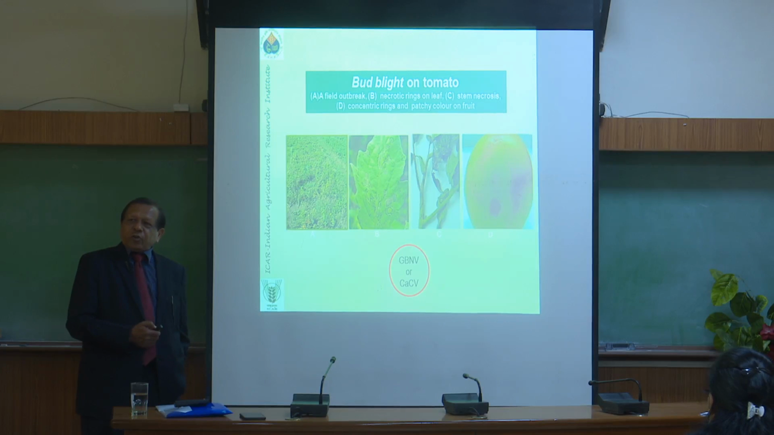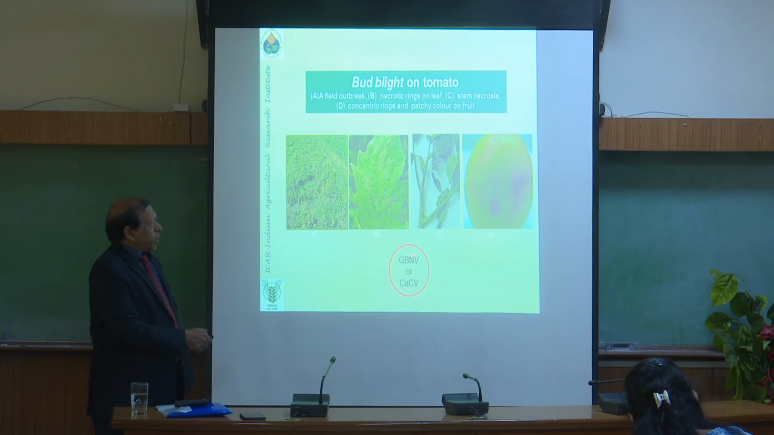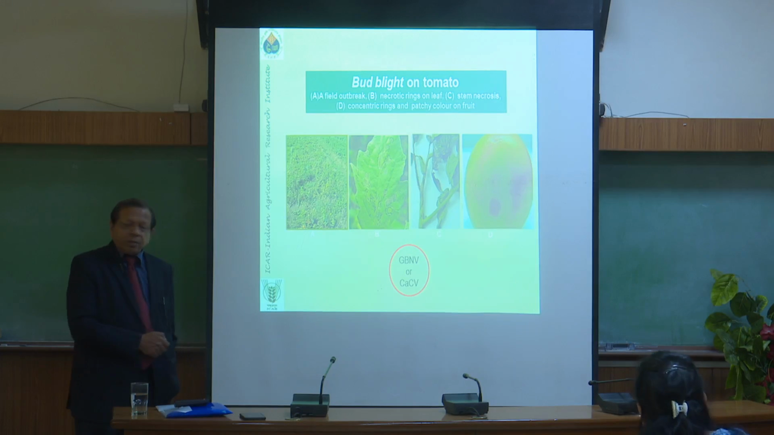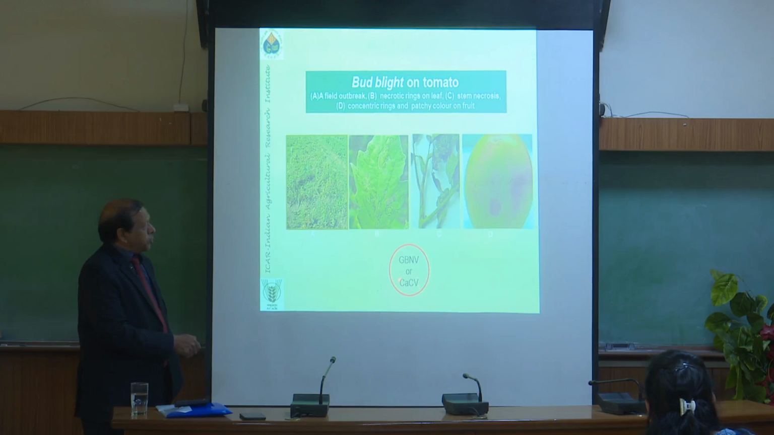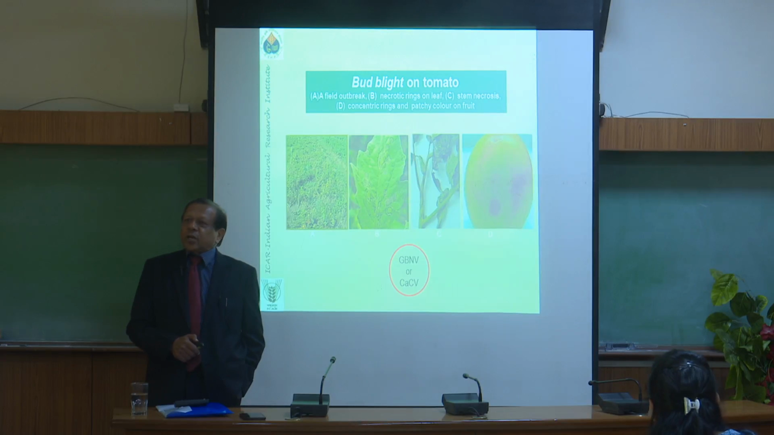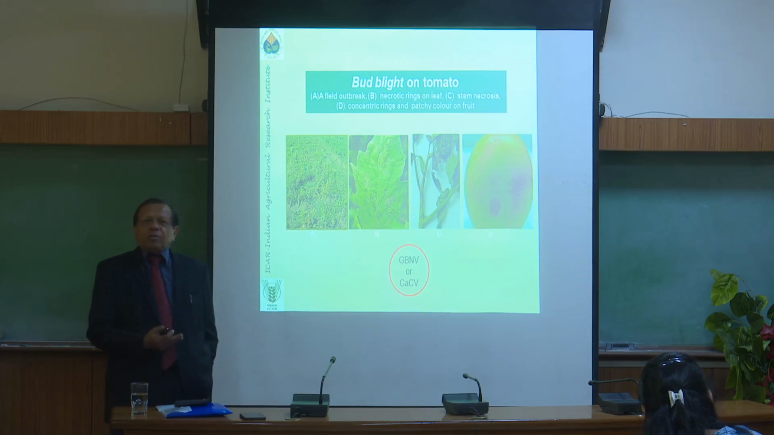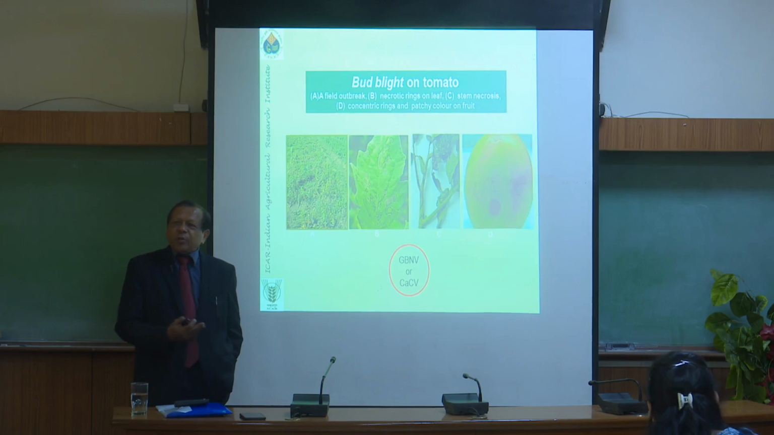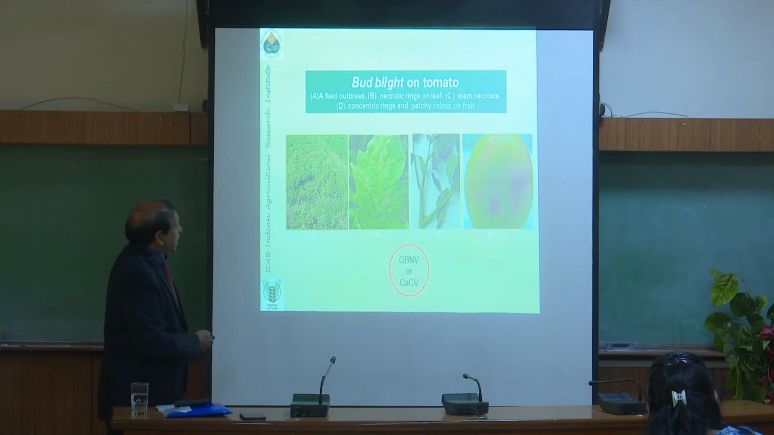of two different kinds of tospoviruses. It could be groundnut bud necrosis virus, or it could also be due to another tospovirus which is known as capsicum chlorosis virus. So that clearly shows, based on symptoms alone, you cannot make out whether it is because of GBNV or whether it is because of capsicum chlorosis virus. Okay? I will give you another example.